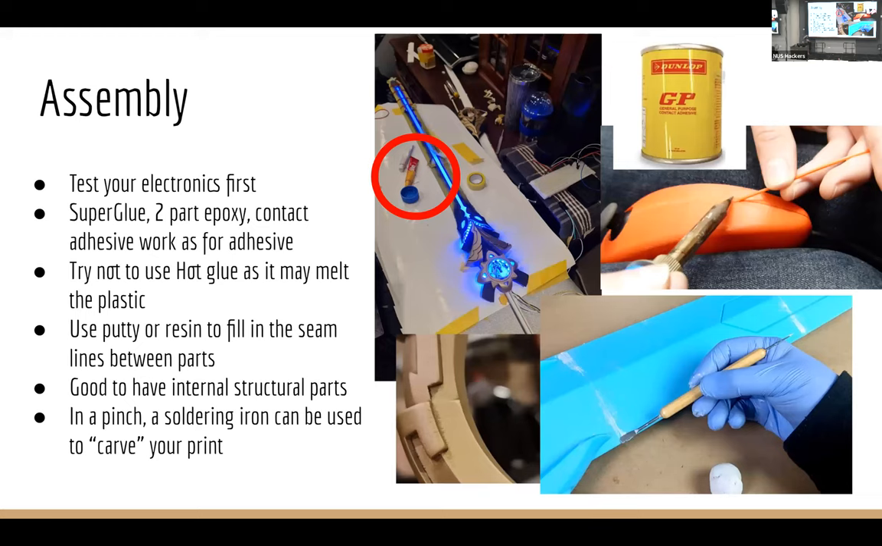Finally, moving on to assembly. At the assembly portion, please test your electronics first. After you seal everything together, if you're not using screws or anything, this is your last chance to change your electronics and make sure everything is going to work properly when you go on the convention floor.